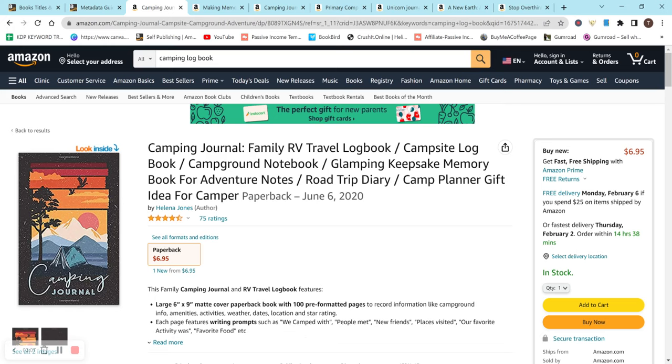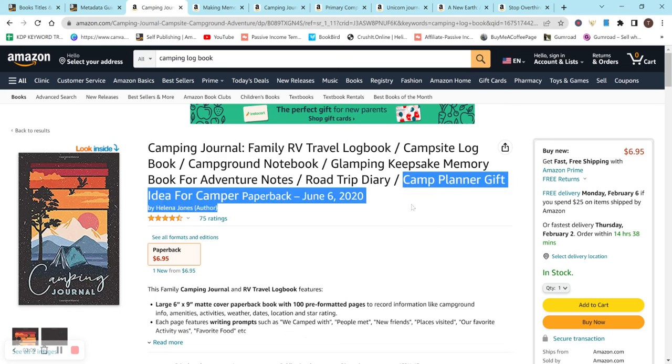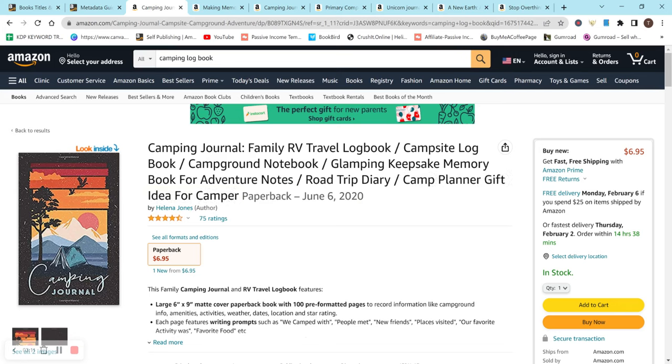My only note for this one is this last one, Camp Planner Gift Idea for Camper, doesn't flow as well. Everything else flows and makes sense, but this last one doesn't. Obviously they're making sales, they published it in 2020, but this is one way to approach your title: you want to put in as many keywords as you can, whether they're short tail or long tail. I think it's usually easier to put in the long tail keywords, but it depends what you're doing. So this is definitely helpful here.